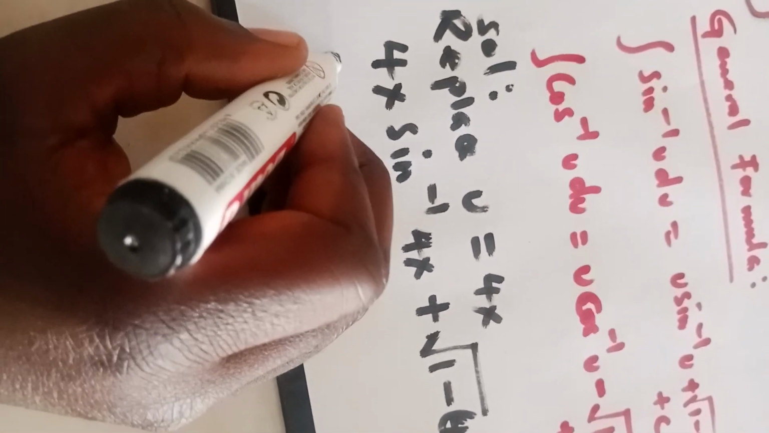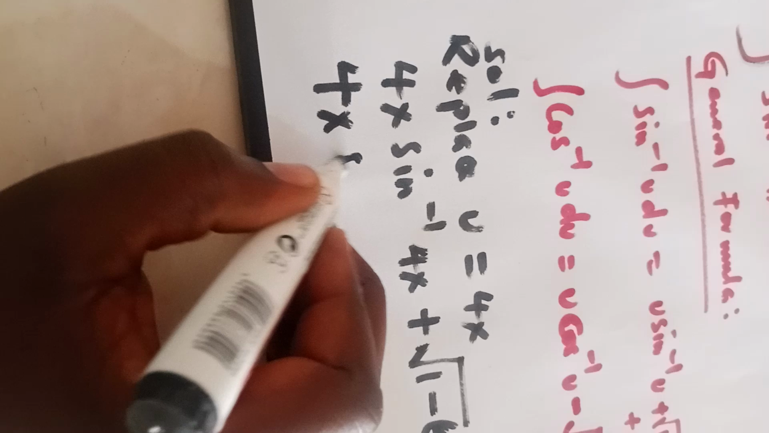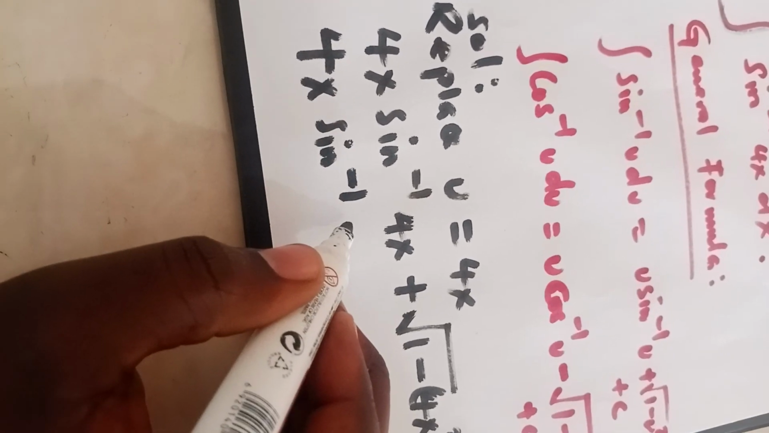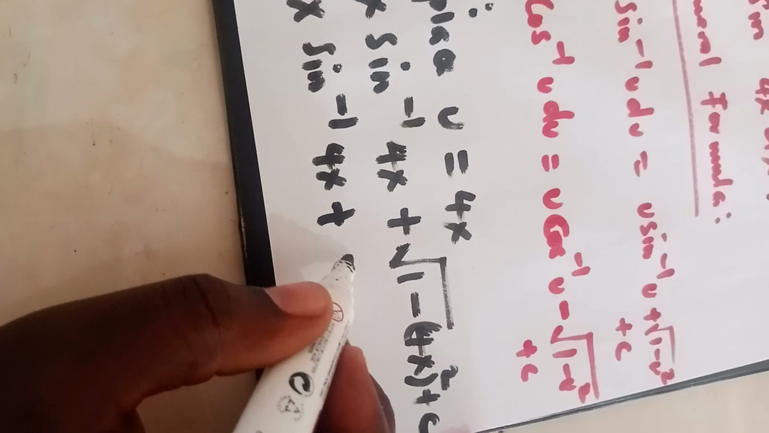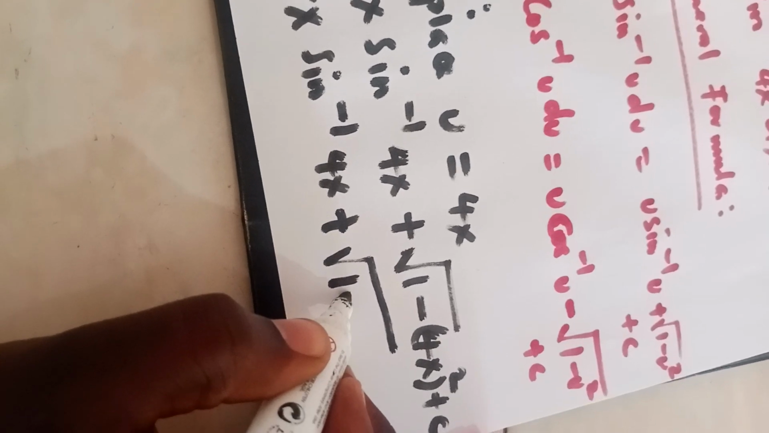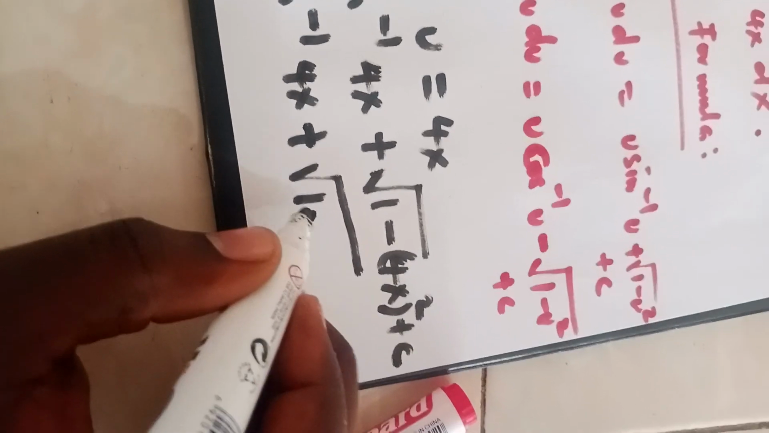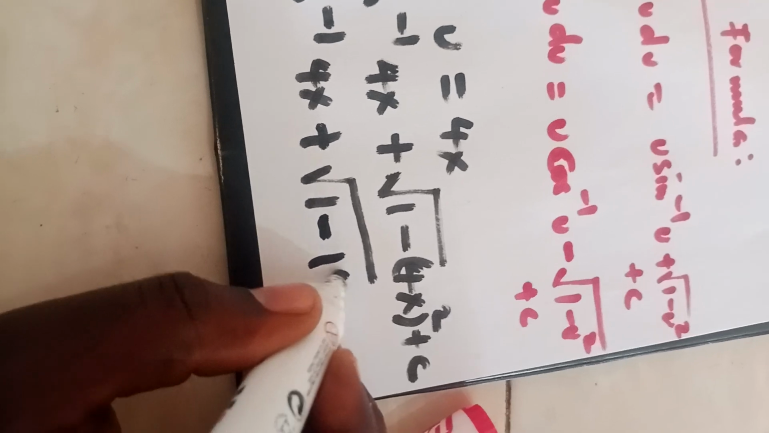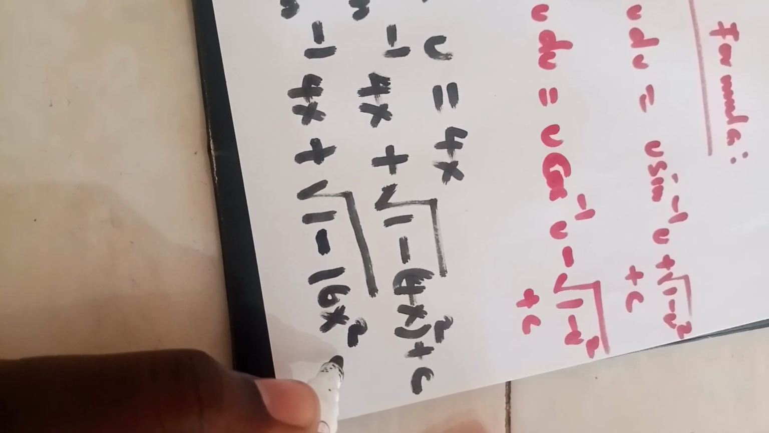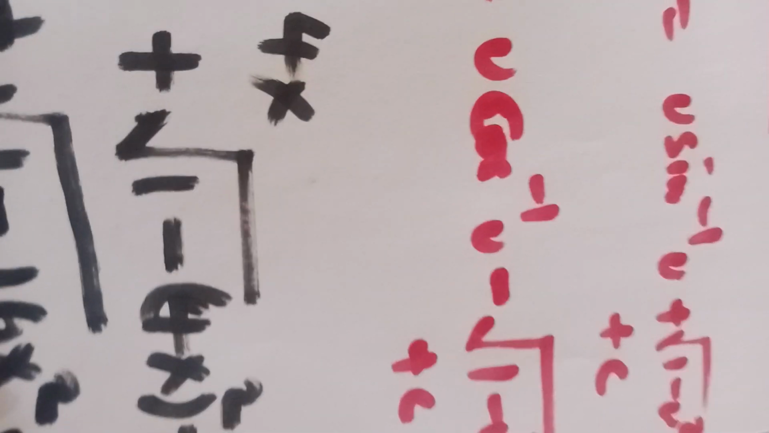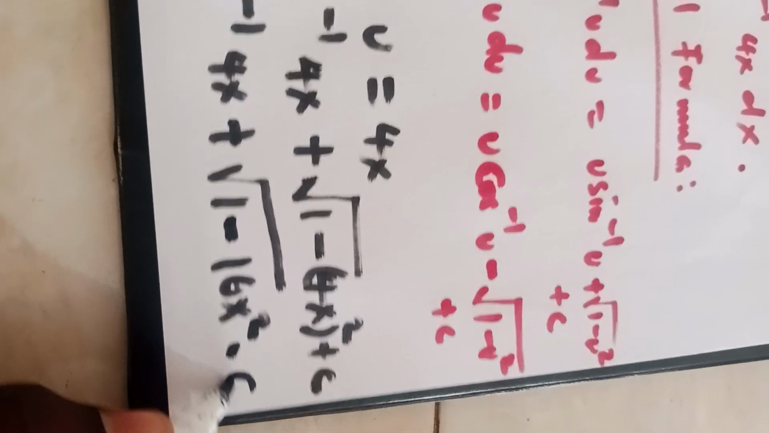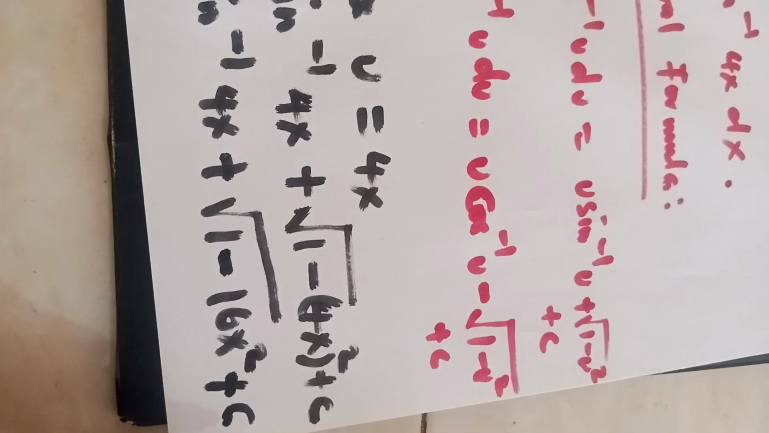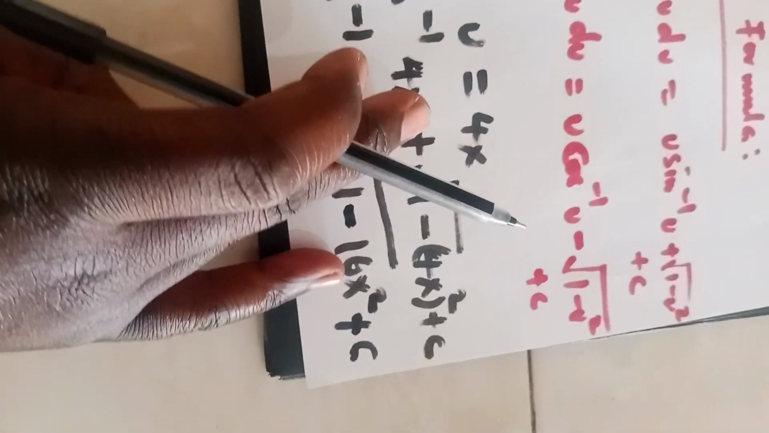Simplifying this one, we're going to have 4x sine inverse 4x plus the root of 1 minus 16x squared plus c. So this is now going to be our answer.